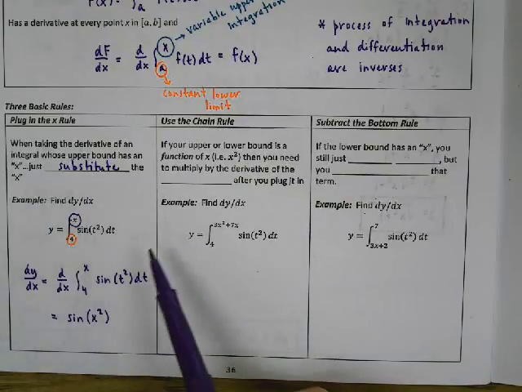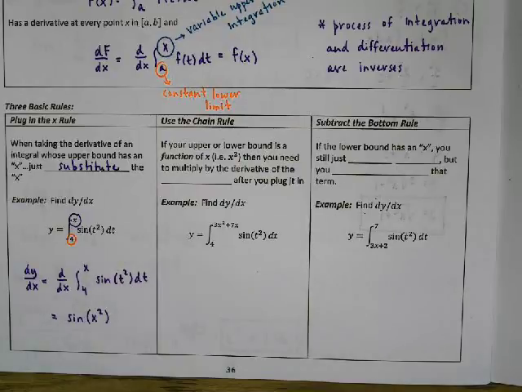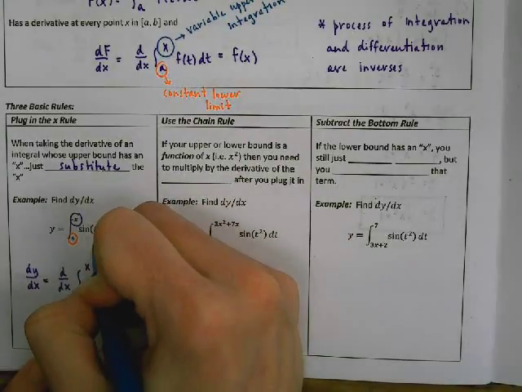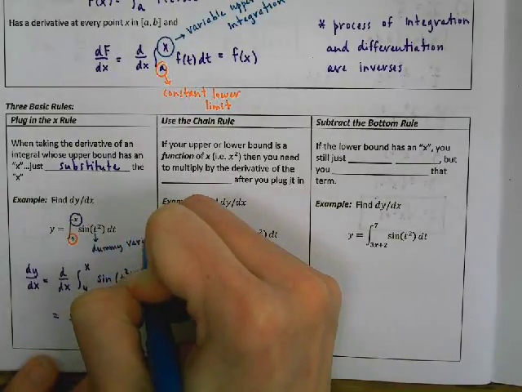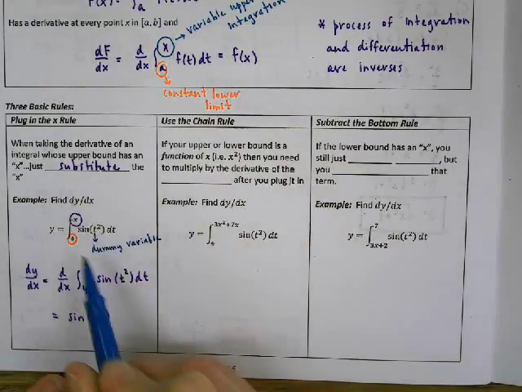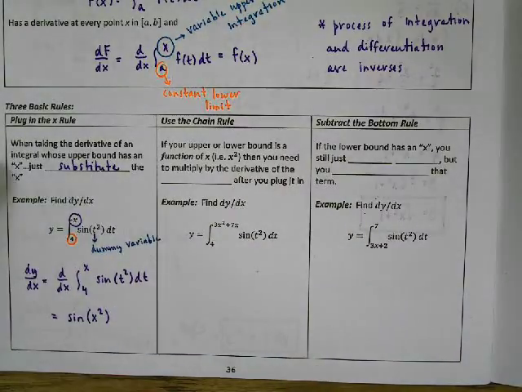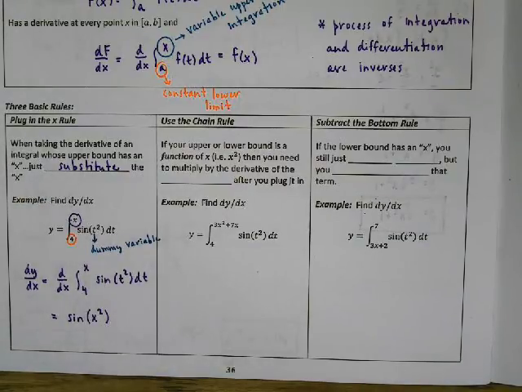So when it's just x, it's simple. We just replace or substitute the dummy variable here. Oh, that's something I want to mention. We call this just a dummy variable, so that could be any letter that we want. It just has to be different from our limit of integration here. So when we have x as our upper limit, we just replace that variable with x to get our derivative.